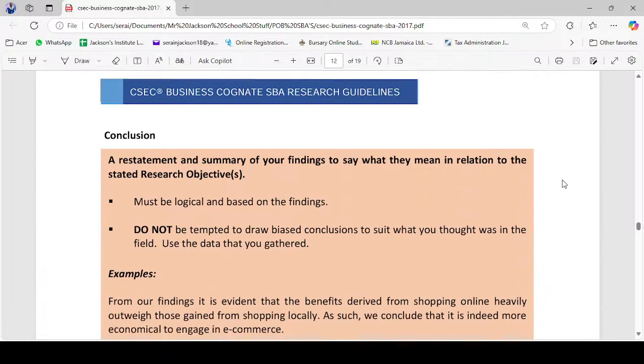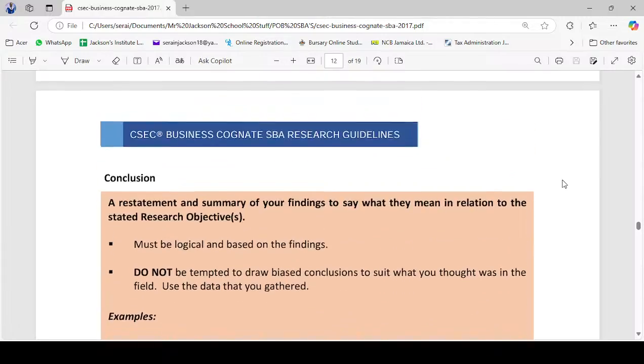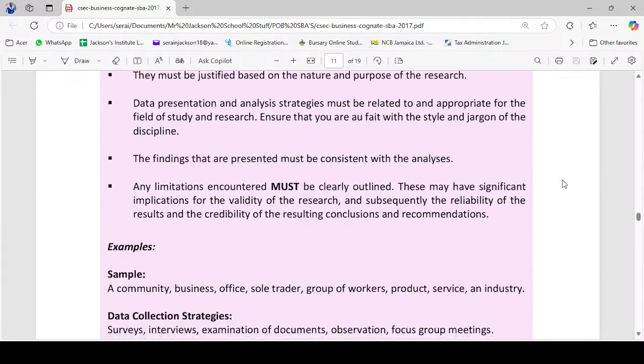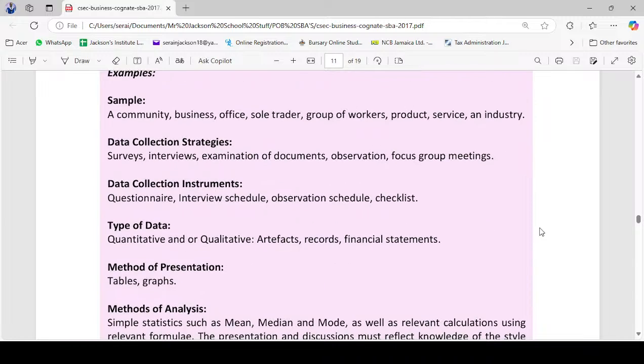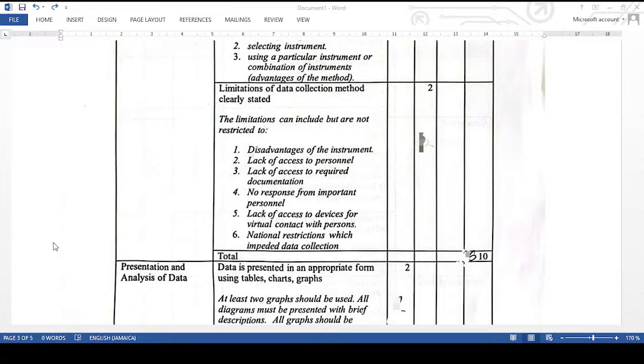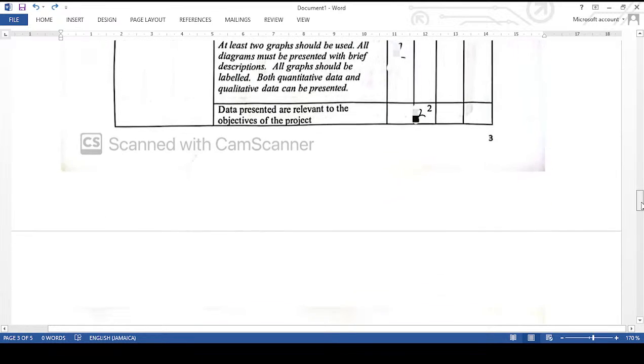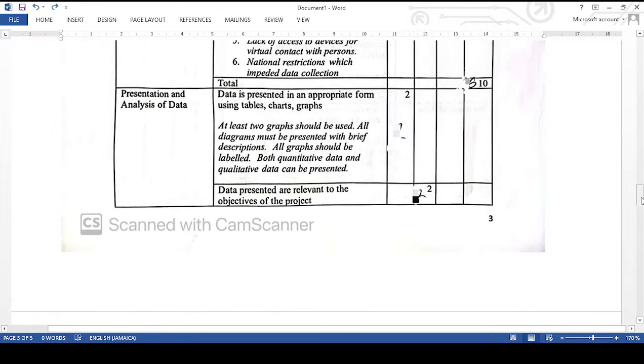Then when we reach the presentation of data now, right? So this is the methodology and presentation. But when you reach the presentation, let me show you the rubric for the presentation now. Presentation and analysis of data also values 10 marks. So it is very important.